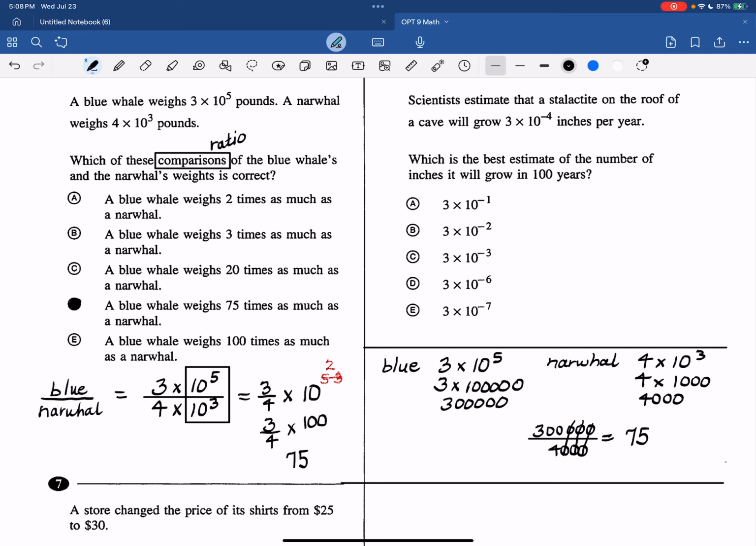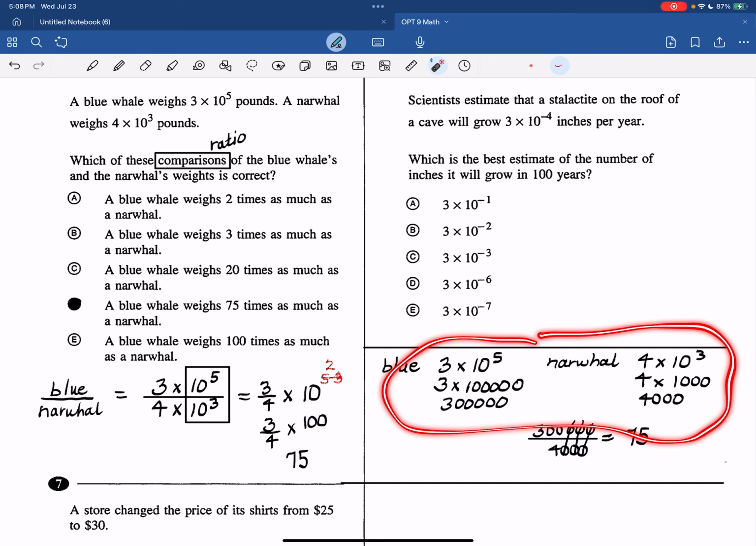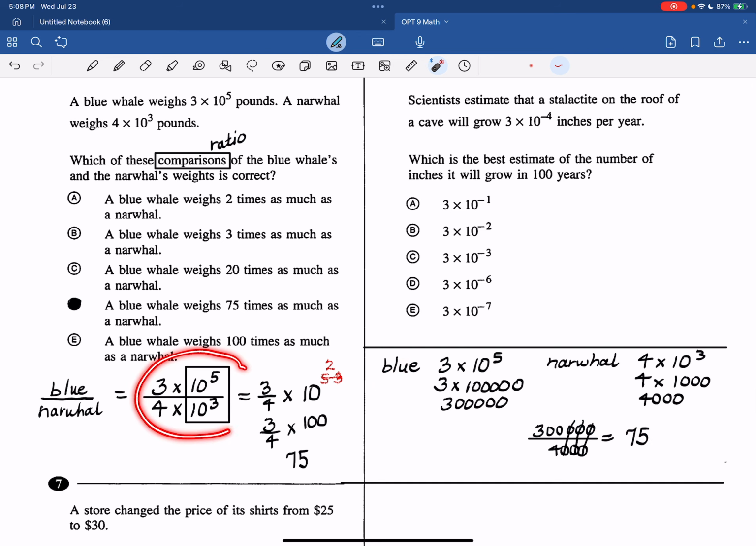This is called expanded form over here. And this is called scientific notation. But they represent the same quantities. So you can use either method to get your answer. Either one of those will work for this particular problem. Answer is D as in Delta.